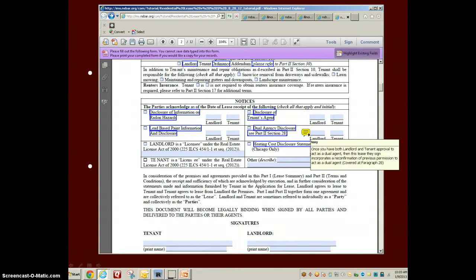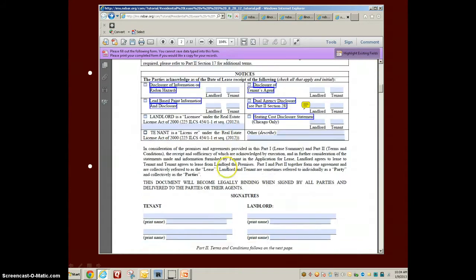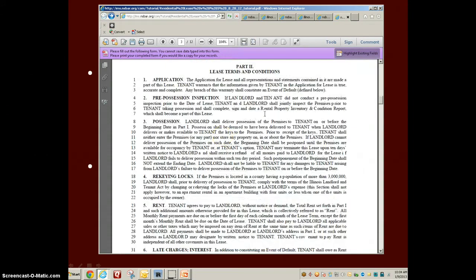And also here's another box that says once you have both landlord and tenant approve the approval to act as dual agent, then the lease they sign incorporates a reconfirmation of previous permission to act as a dual agent. And again, that's covered in paragraph 28. So that just gives you some more information. And then in Chicago, they have the heating cost disclosure statement that you have to provide, and we have that form, so you can use that. And then there's any notice on if the landlord or the tenant has a real estate license, and then everybody signs it.